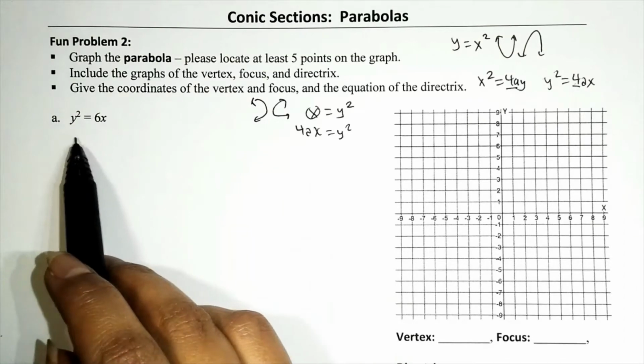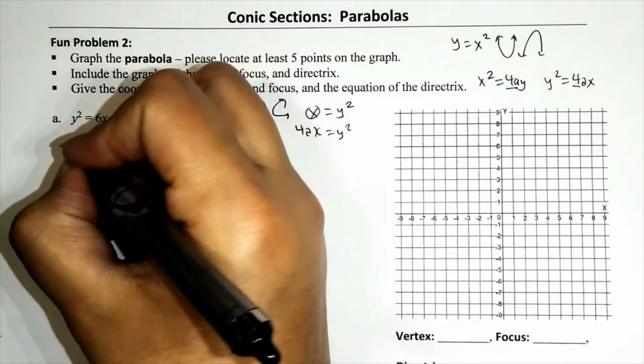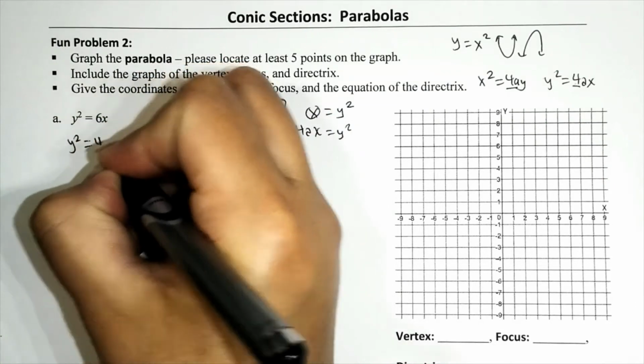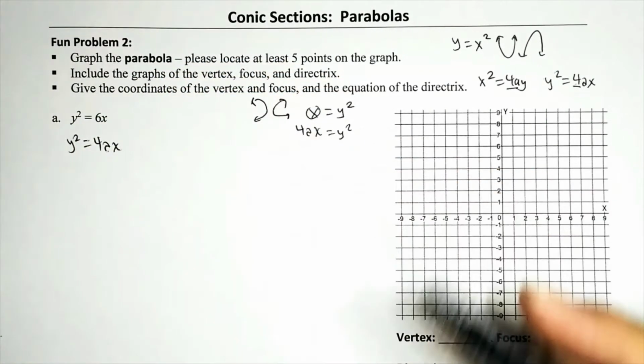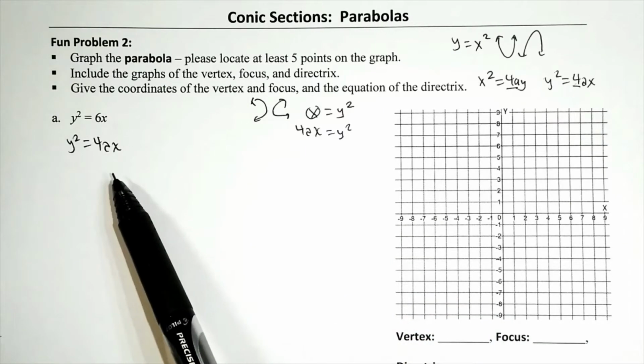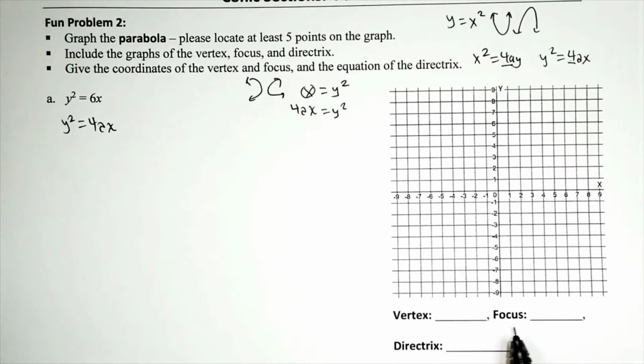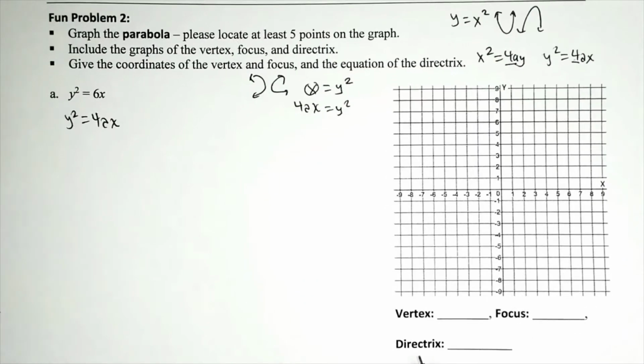So let's go ahead and write this in this form. We have y squared equals 6x. Let's write y squared equals 4ax. Now, it would be nice if we knew what the value of a is. Why do we need a? We need it so we can locate the focus and the directrix.